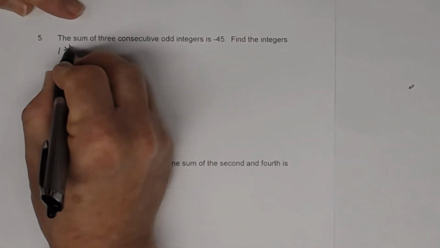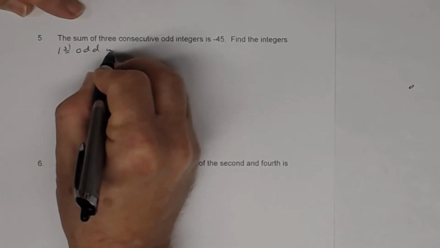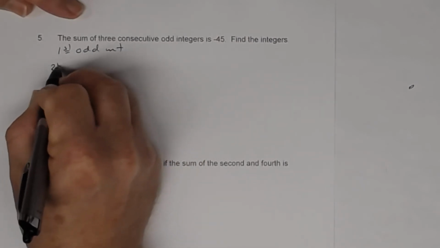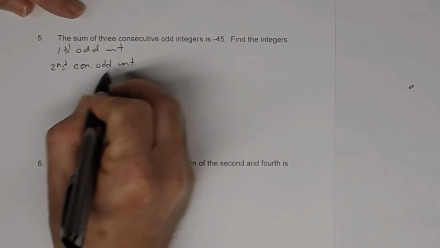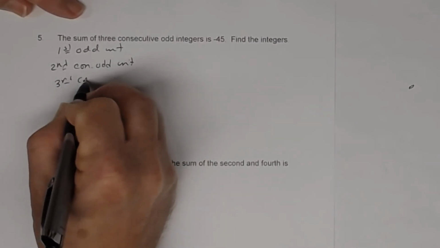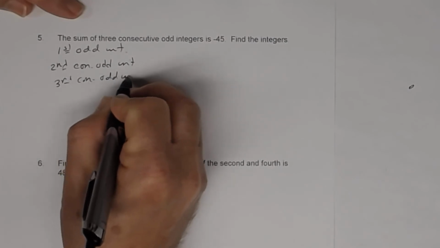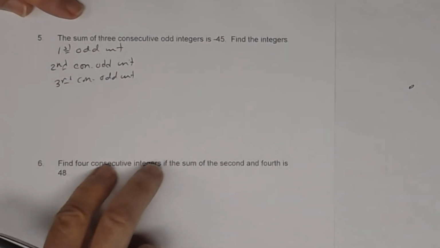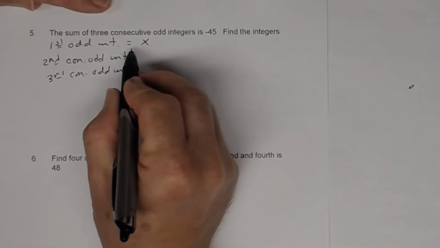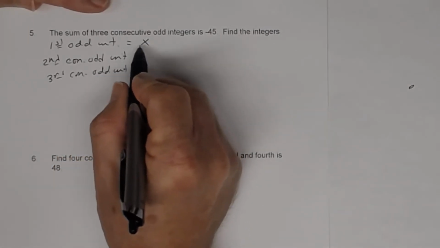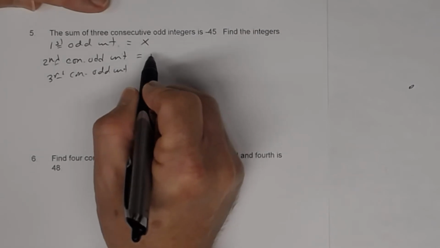You're going to say first odd integer, second consecutive odd integer, third consecutive odd integer. And I should have put a little bit more room here, but let's see what's going to happen. So this is x, so let the first one be x. Then the next one, so if this is, let's say, 7, then the next one has to be 9.